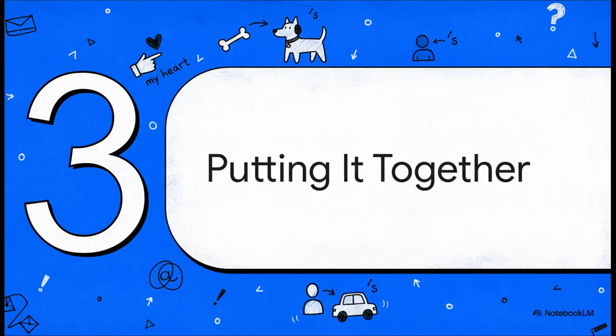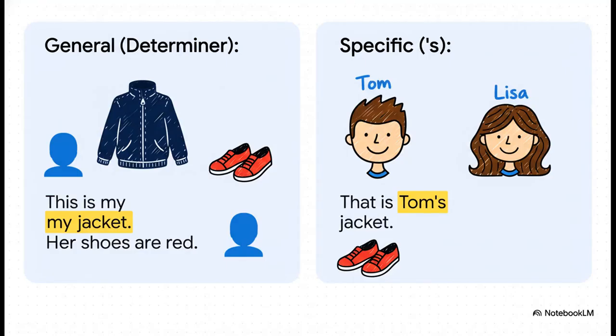Okay, here it is, the aha moment. Let's put our two tools right next to each other and see them in action. This is where it's all going to click. You can really see the difference here, can't you? On the left, my jacket is pretty general. We just know it belongs to me, the speaker. But over on the right, Tom's jacket is super specific. We know the owner's name is Tom. Same with her shoes versus Lisa's shoes. It all boils down to this: general versus specific. That's the whole game right there.